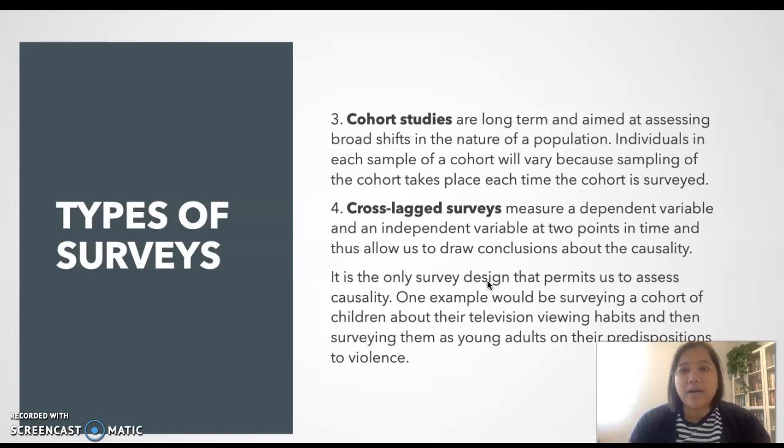And then the last one is what we call cross-lagged surveys, which measure a dependent variable and an independent variable at 2 points in time, and thus allows us to draw conclusions about causality. Now, it is the only survey design that permits us to assess causality.